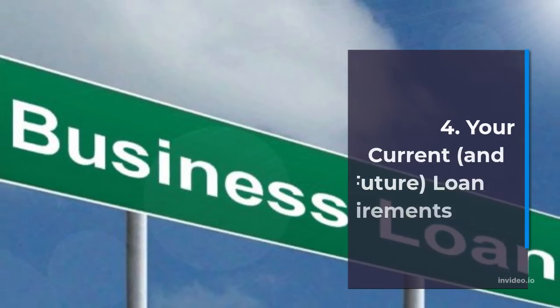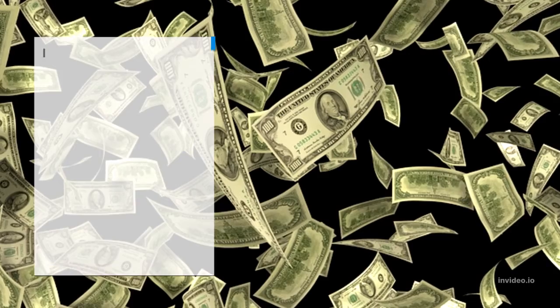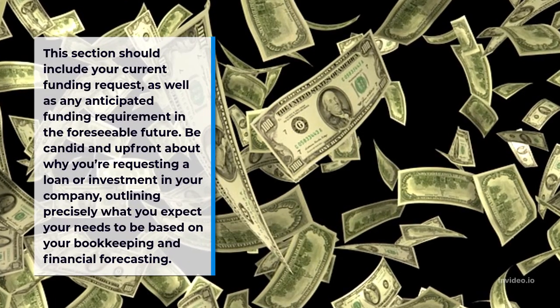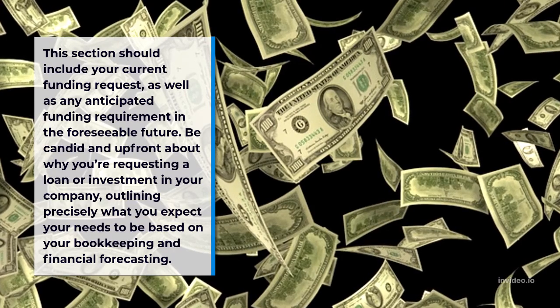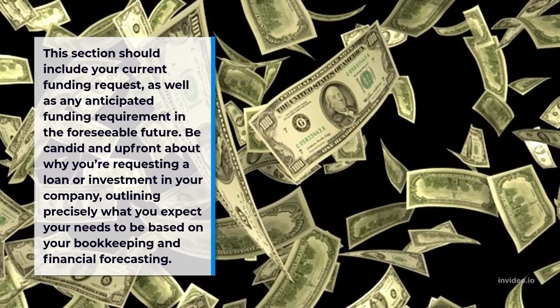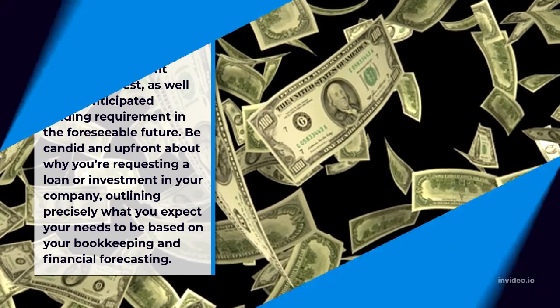4. Your current and future loan requirements. This section should include your current funding request, as well as any anticipated funding requirement in the foreseeable future. Be candid and upfront about why you're requesting a loan or investment in your company, outlining precisely what you expect your needs to be based on your bookkeeping and financial forecasting.